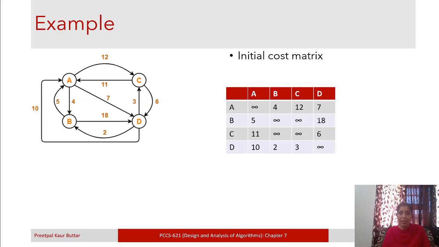So this is the initial cost matrix. There are no self loops in this graph, so all the diagonal elements are 0, and other elements are filled according to this graph. For example, C to A, the distance is 11. Similarly, B to D is 18. And we do not have any edge from B to C, so B to C is infinity. In this manner, we populate this cost matrix, which is our initial cost matrix.